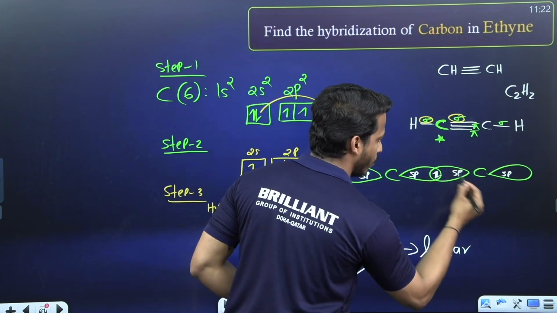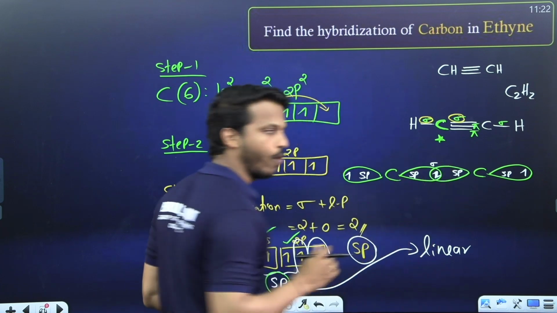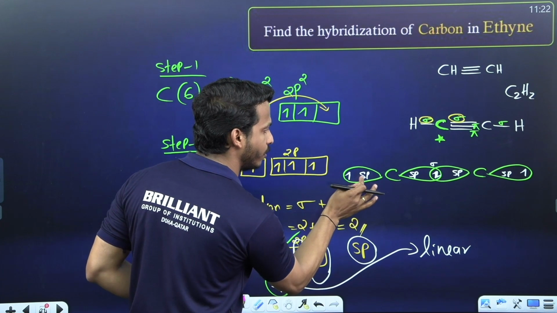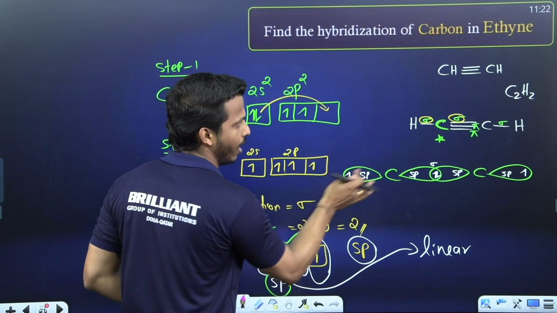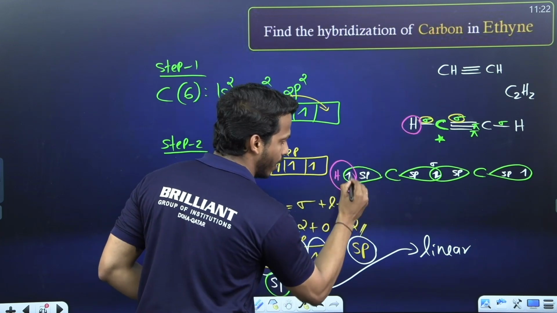Even this carbon already forms a sigma bond. What is the use of this orbital, dear all? This orbital needs to make a bond with hydrogen. You know, hydrogen comes with what orbital? S orbital with 1 electron.